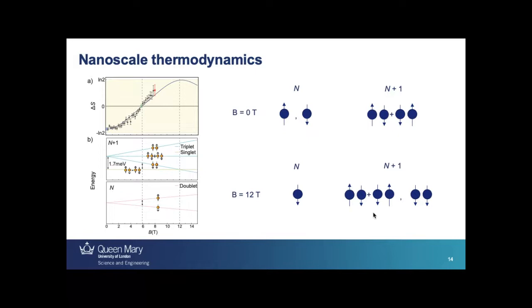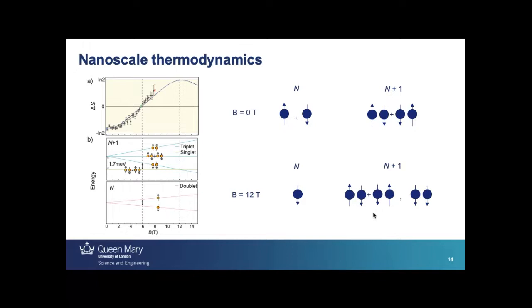Now, if you start applying a magnetic field, what happens is you start splitting the spin states, right? You get Zeeman interaction. So the spin down goes down in energy, spin up goes up in energy as a function of the magnetic field. And the same thing happens with the singlet and the triplet states as well. And if you apply a large enough magnetic field, so if you were to go up to 12 Tesla, then for the neutral charge state, the spin down has gone down in energy so much that it is the only state you can be in. So for the neutral charge state, you'll only get 1 microstate.